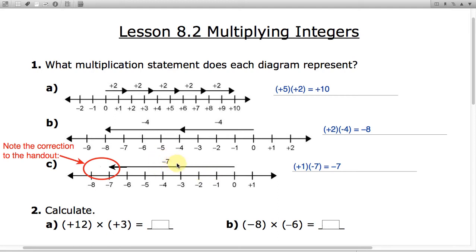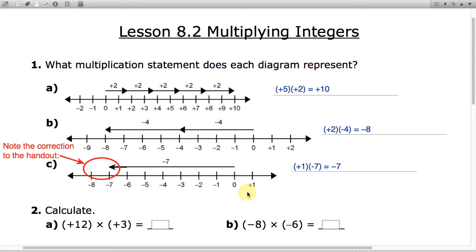Arrows can have a value that's negative, but we can't have a negative number of arrows. That doesn't really make a lot of sense. So we can really only do positive times positive times negative, and negative times positive, but we can't do negative times negative with this particular model. So I just wanted to point that out in case you were not aware.